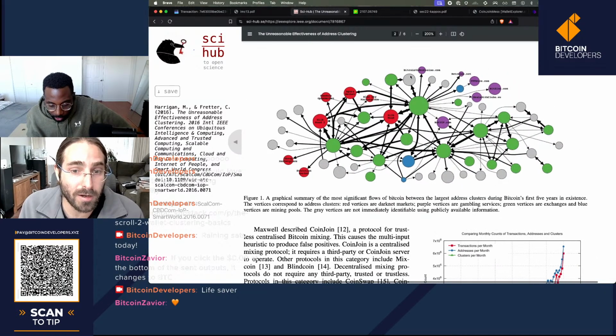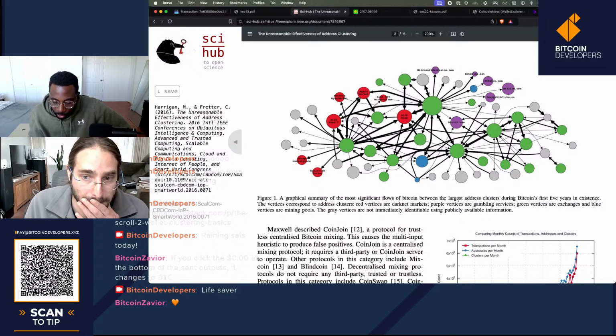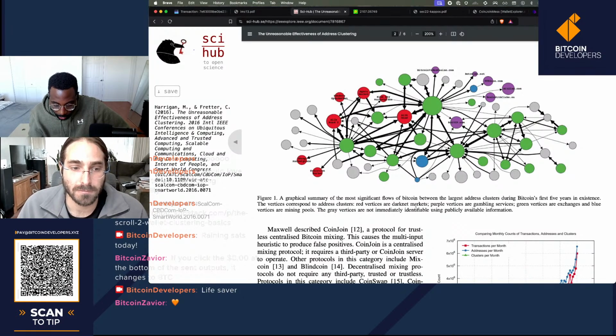Yeah, and here's one of this paper's diagrams you were alluding to a bit earlier as well. Just quickly, I'll read: it's a graphical summary of the most significant flows of Bitcoin between the largest address clusters during Bitcoin's first 5 years in existence. The vertices correspond to address clusters. Red vertices are darknet markets. Purple vertices are gambling services. Green vertices are exchanges. And blue vertices are mining pools. The grey vertices are not immediately identifiable using publicly available information.